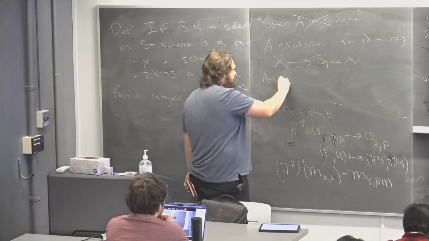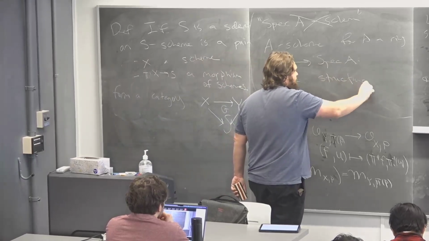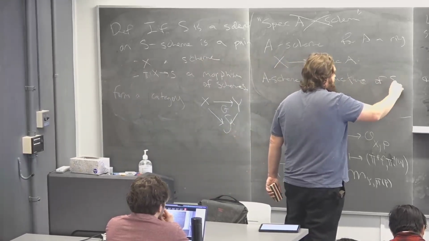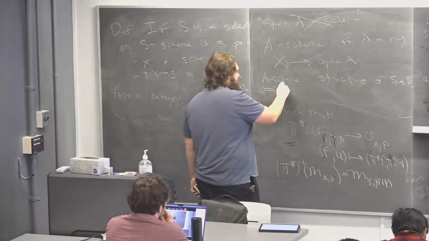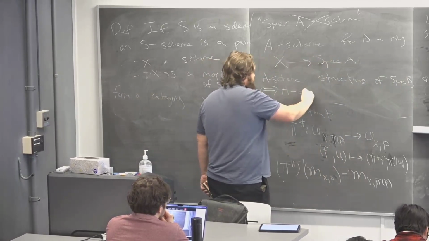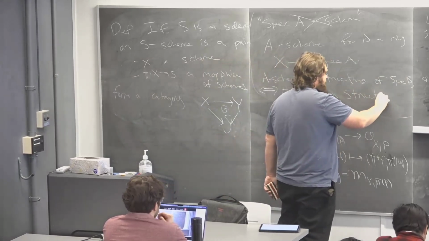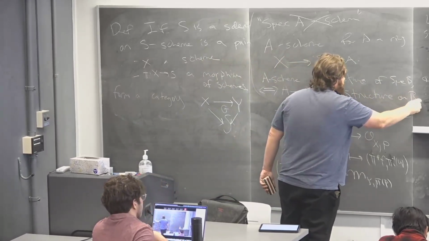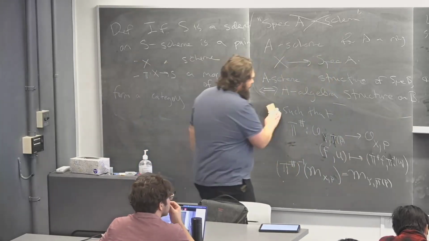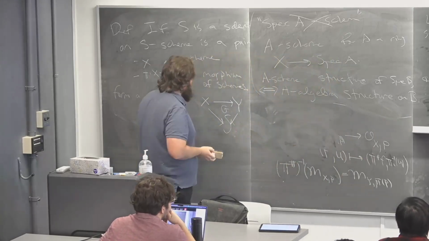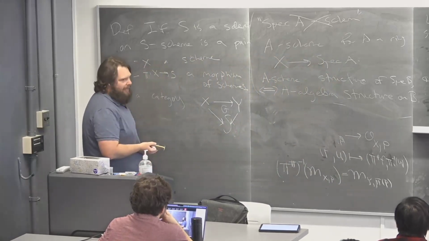So an A-scheme structure on Spec B is the same thing as an A-algebra structure on B. So for example, if you are the sort of person who always wants to work in the complex world, then you don't really want to think about the category of schemes. You want to think about the category of C-schemes.